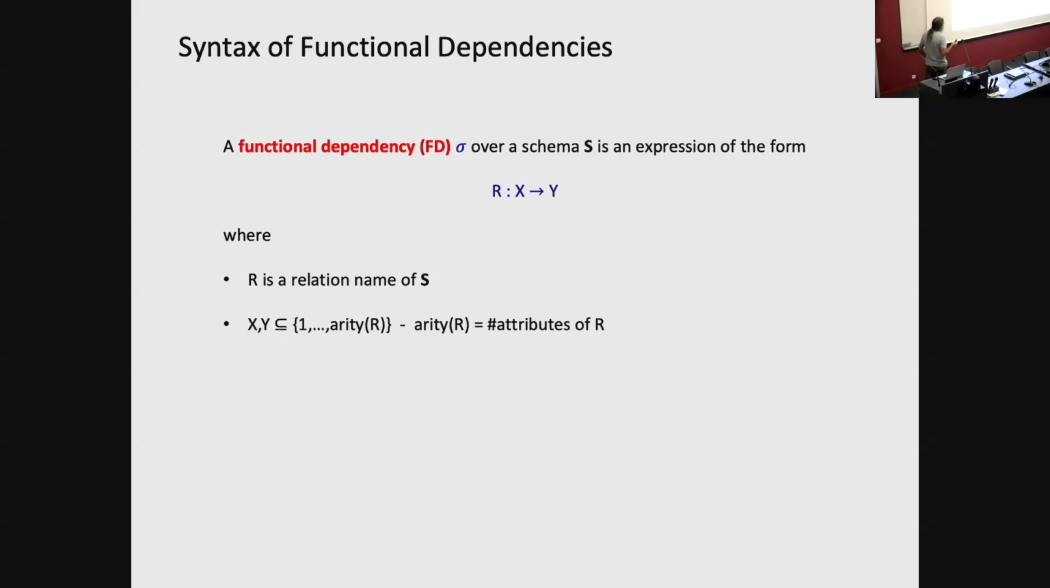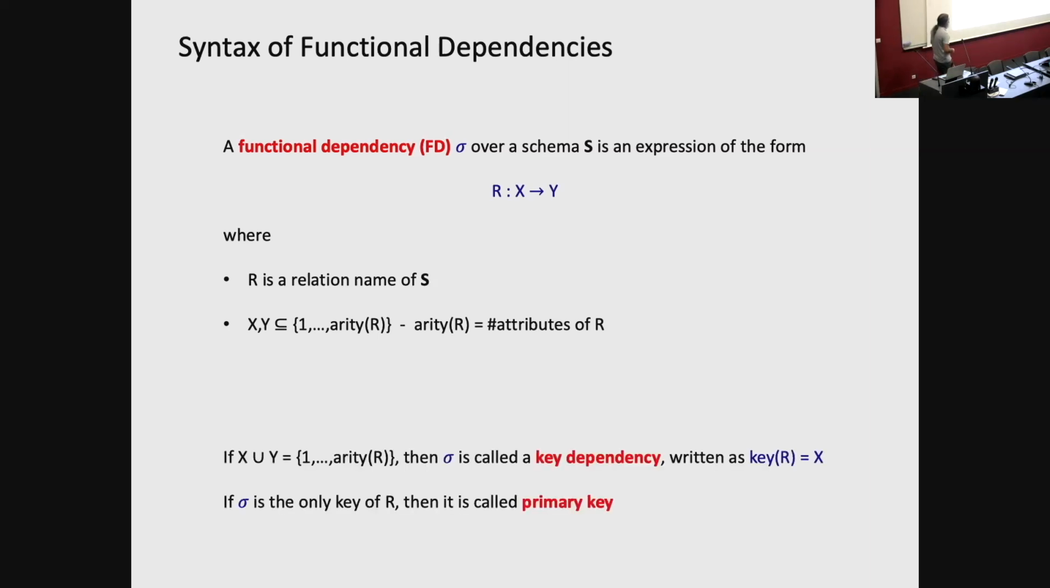Now, what is arity of R? This is the first time that you see this notation. It's essentially the number of attributes of the relation name R. It's the arity of our relation. From now on, I will just use this simple notation. So X and Y are subsets of 1 up to arity of R. And that's it. This is the syntax of a functional dependency.